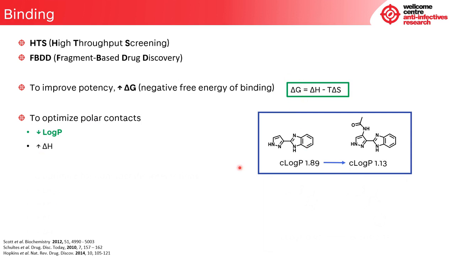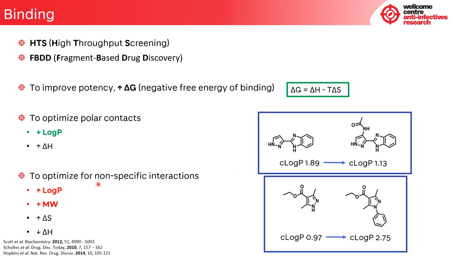However, the opposite is true when you start optimizing for non-specific interactions. Non-specific interactions favor entropy rather than enthalpy, and therefore your delta G value has a tendency to decrease.